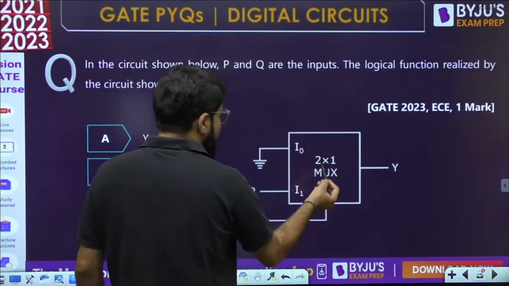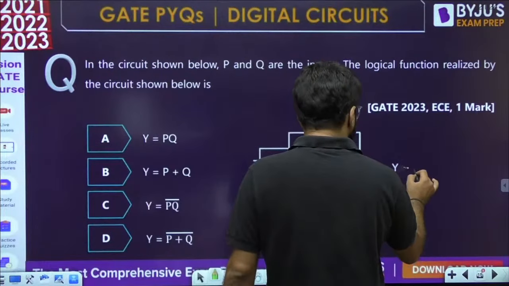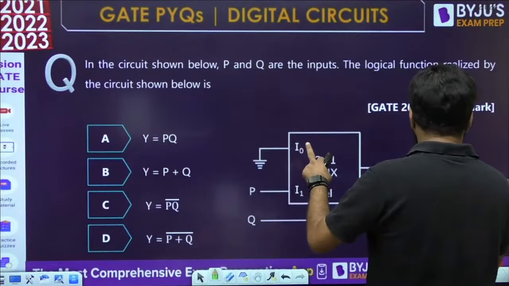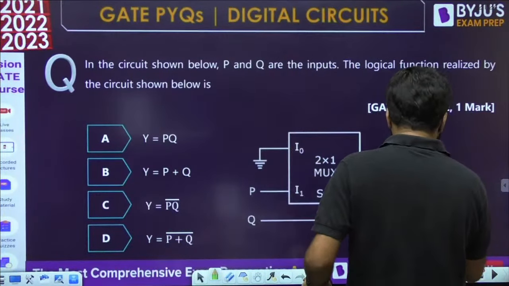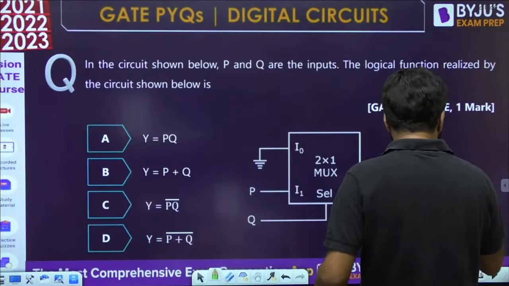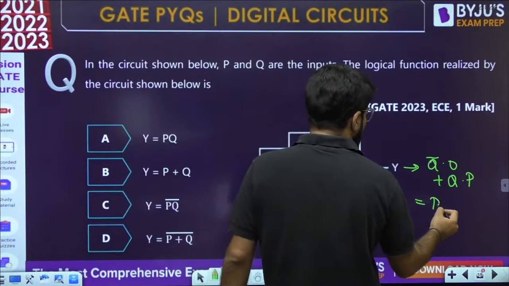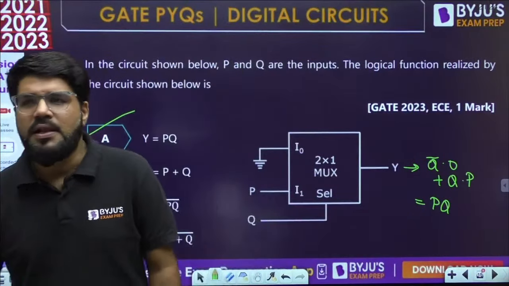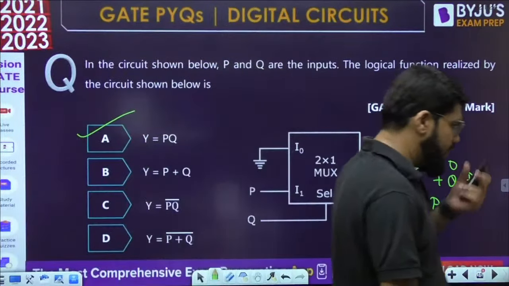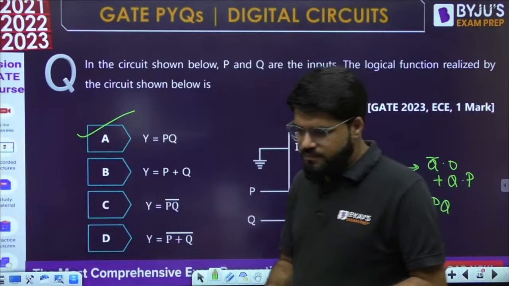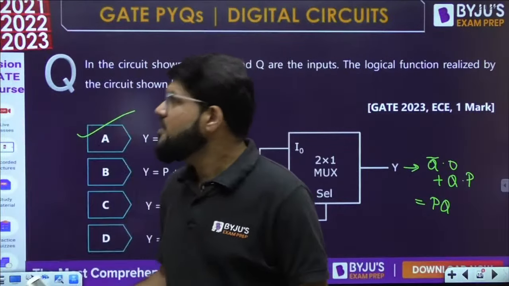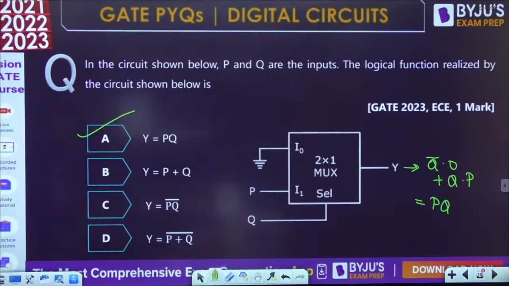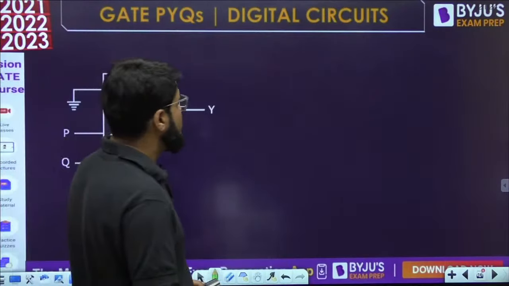Okay, a 2 cross 1 multiplexer. So what is the output? Let's write it here. Select line 0, that means Q bar. I will select I naught and I naught is grounded. At select line 1, with Q, I will select I1, that is P. So the first part is 0. The second part is QP or PQ. How simple, as simple as it could be. Option number A. Let's move ahead to the next.